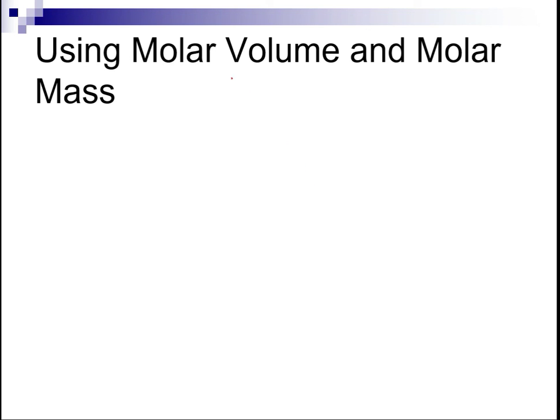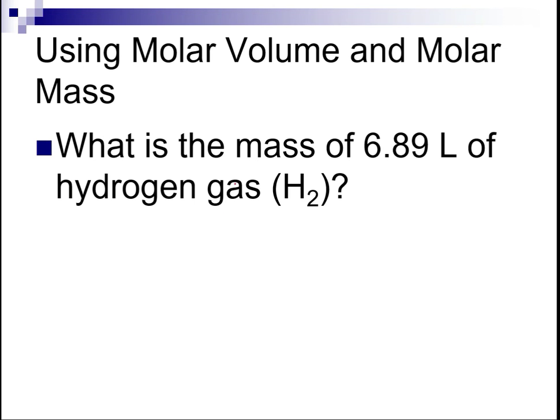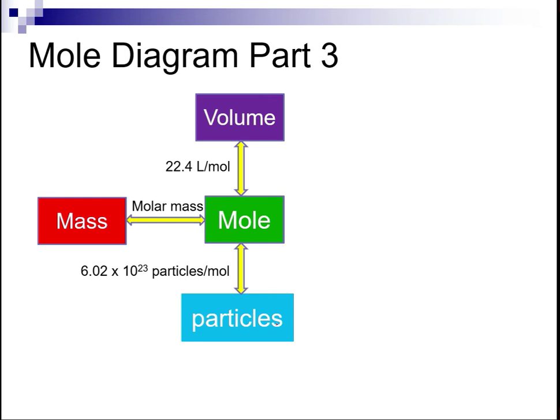What if we had to use both molar mass and molar volume? It's like, for instance, if I want to know what is the mass of 6.89 liters of hydrogen gas? They gave me liters, and they want mass. So I've got to go from volume to moles, moles to mass.